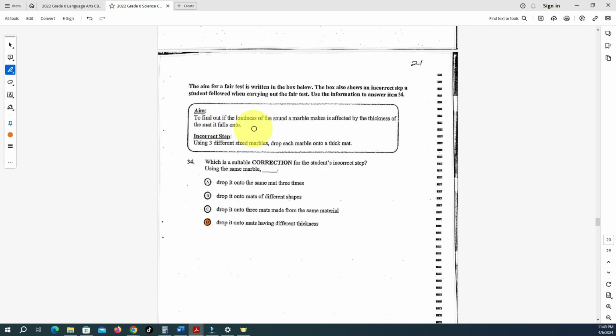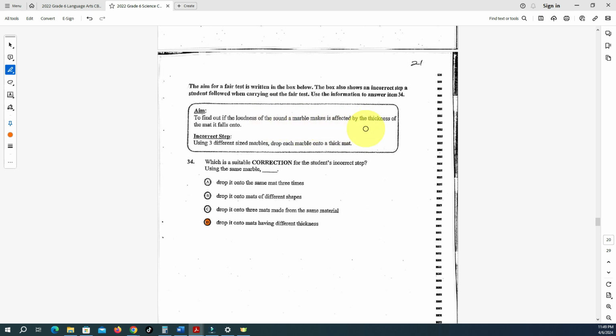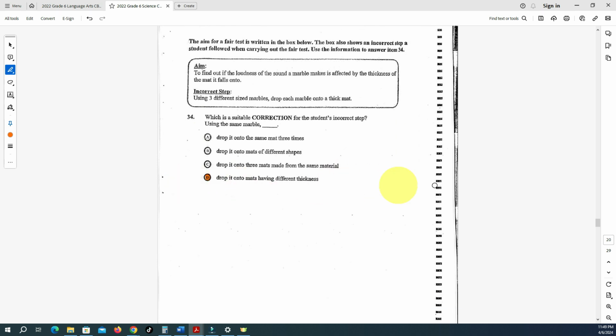So here's the aim: to find out if the loudness of the sound a marble makes is affected by the thickness of the mat it falls onto. So the incorrect step: using three sized marbles, drop each marble onto a thick mat. All right, so dropping it onto the same mat three times doesn't do anything, right? That's the same mat. Remember, we're trying to find out the thickness, so we need to change the thickness and drop the marbles on it. So we're going to drop it onto mats having different thickness for us to find out the loudness a marble makes based on the thickness of the mat. So that definitely D is the answer.